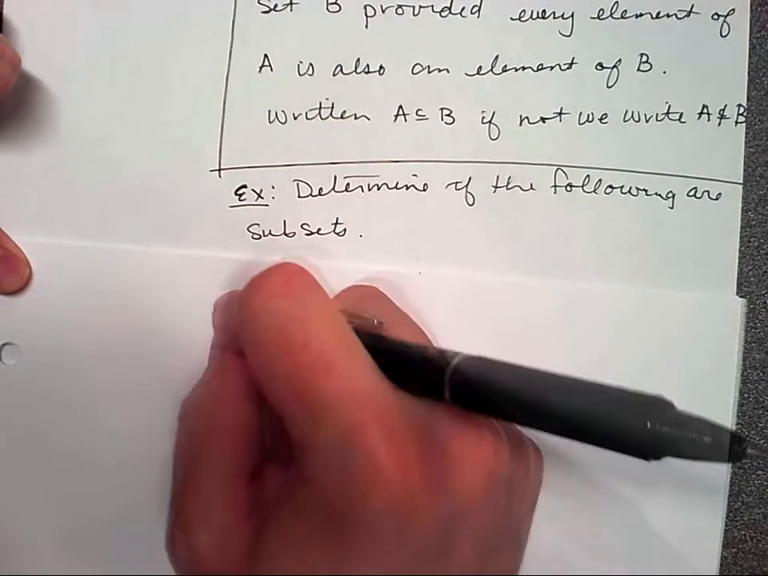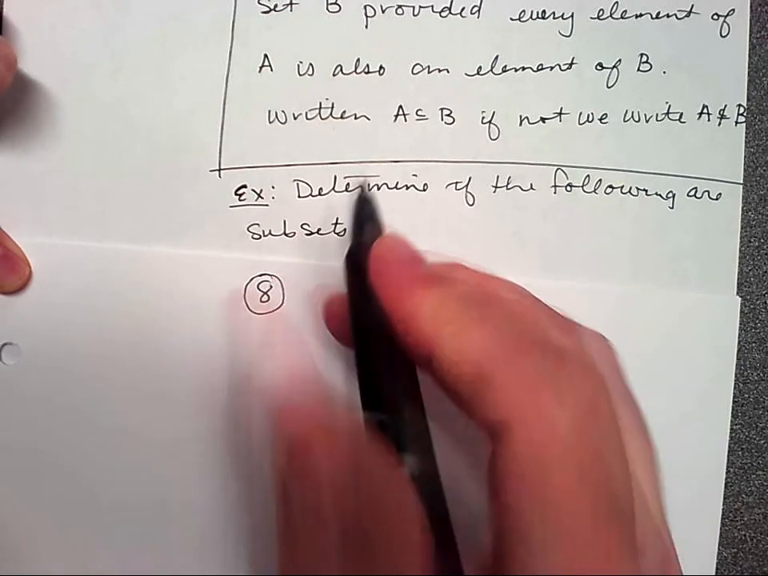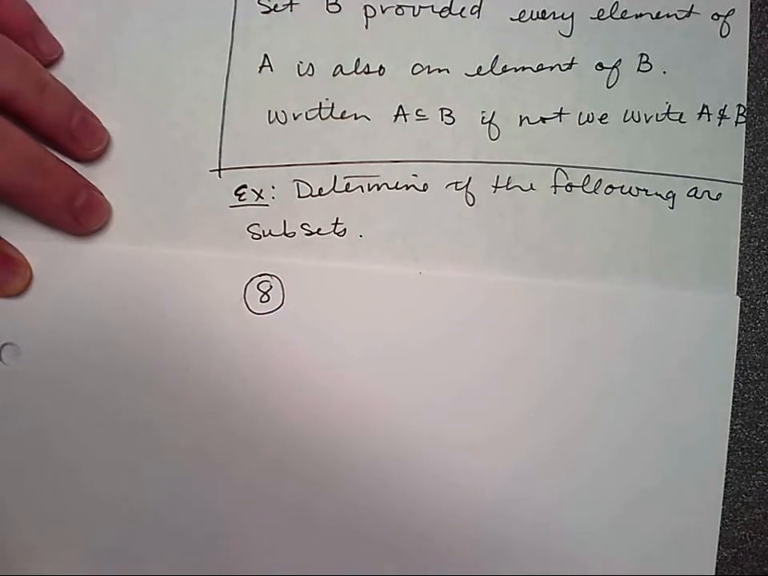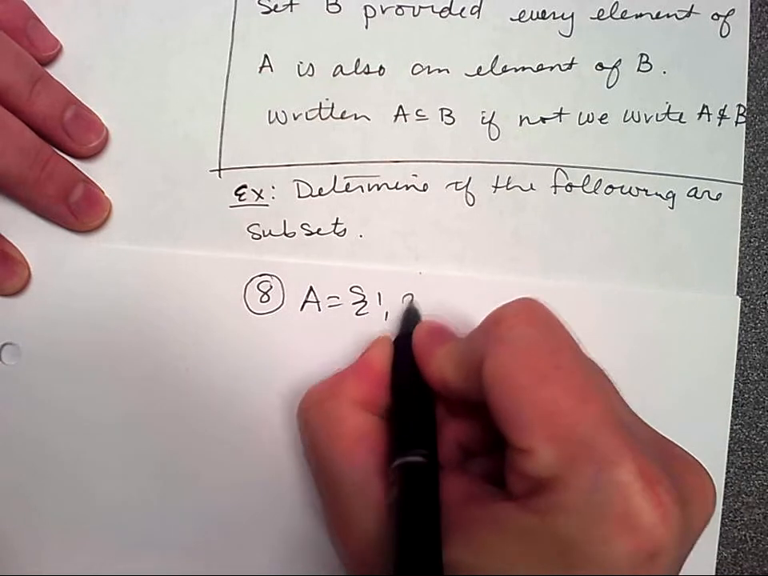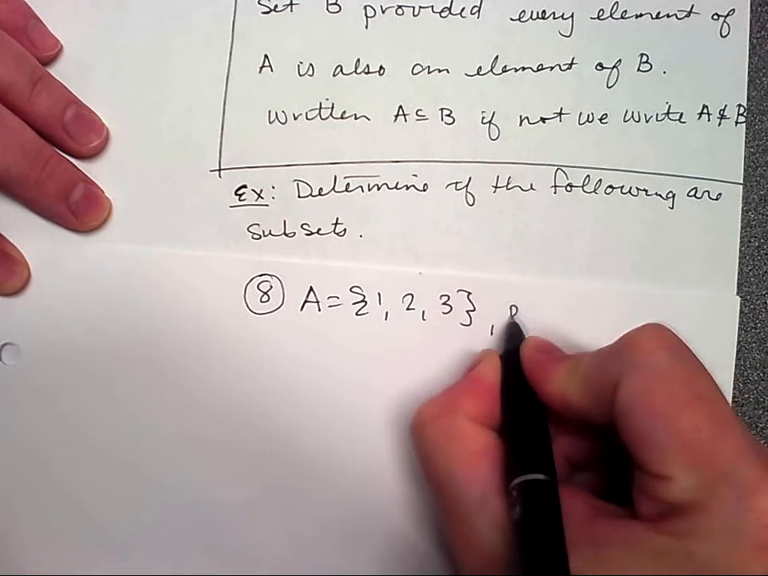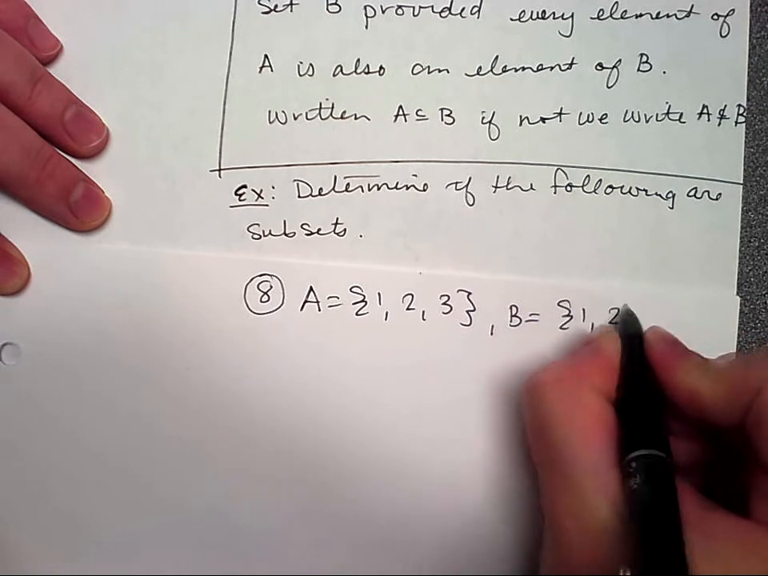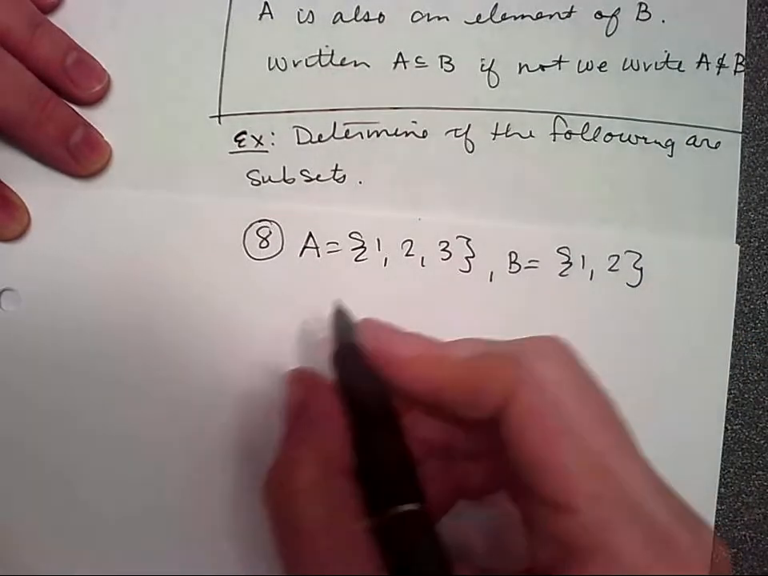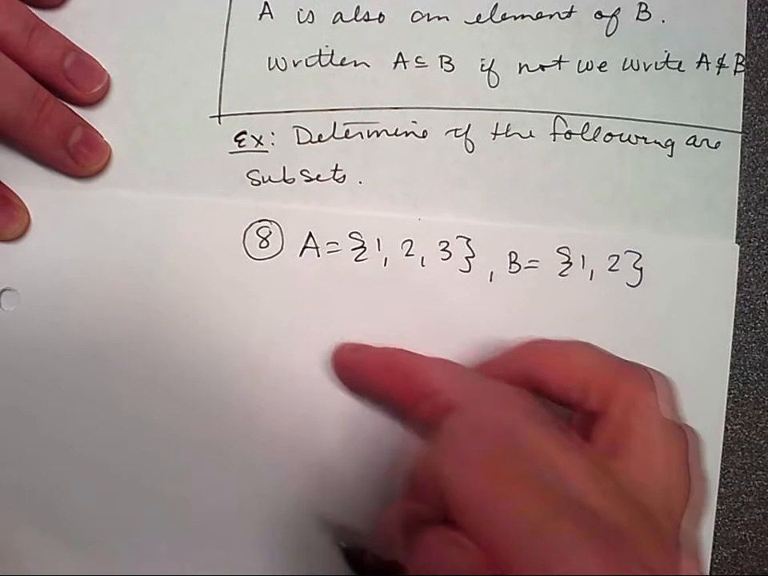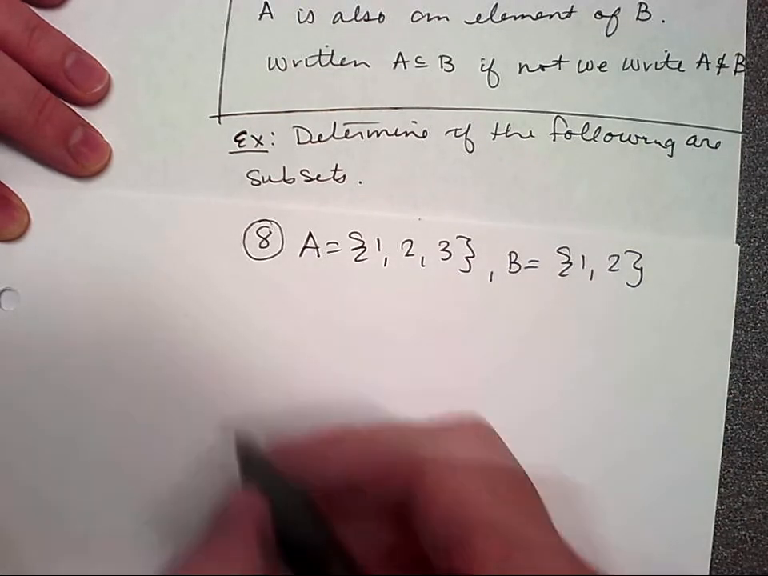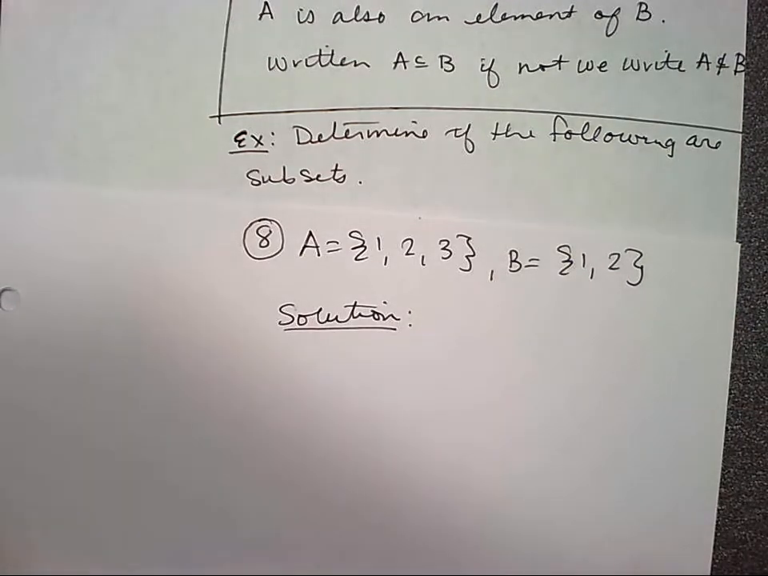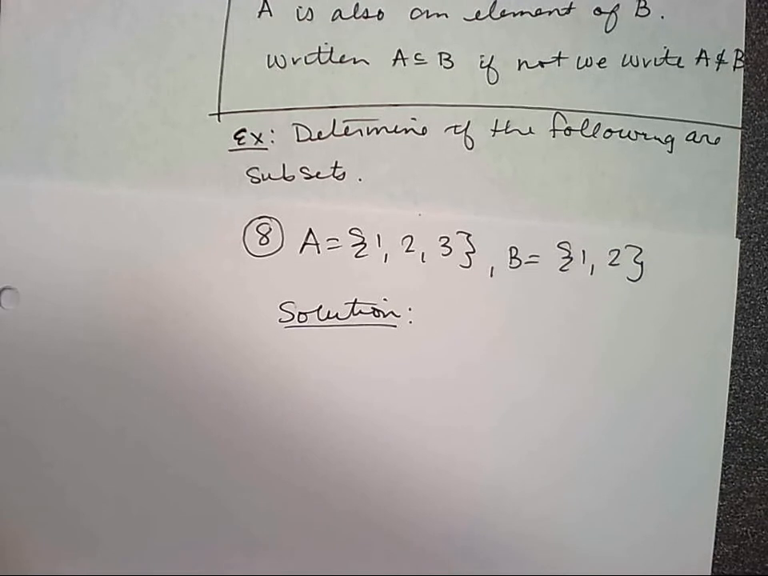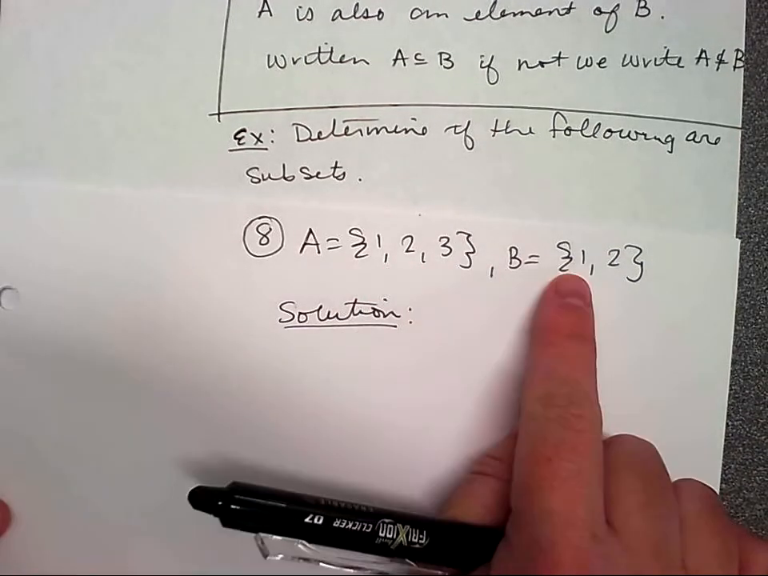So basically I'm going to look at these sets and read the definition over and over to myself. Okay? Number 8, we have set A equals {1, 2, 3}. Set B is the set {1, 2}. So determine if the following are subsets. Is A a subset of B? Is B a subset of A? That's what we're checking. So in order for one set to be a subset of another, they have to have exactly the same elements. So is A a subset of B?